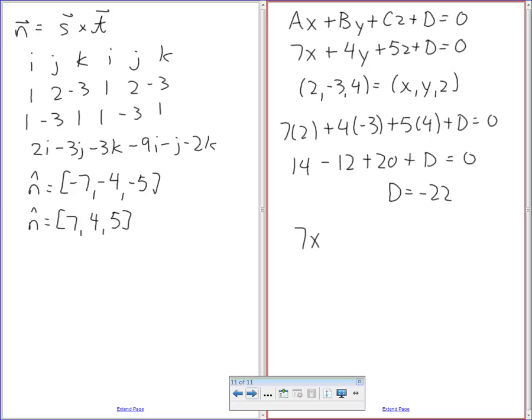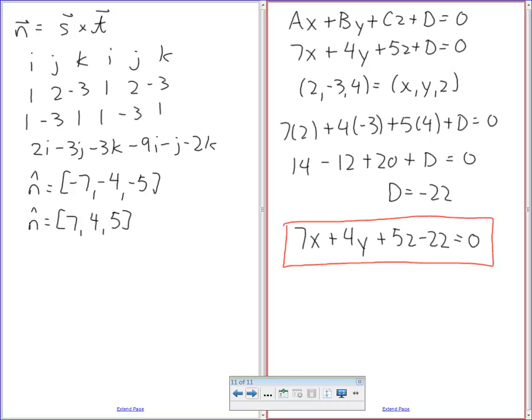So I got 7x plus 4y plus 5z minus 22 equals 0. Now, to confirm that this is right, if you used a different direction vector, here's the thing that's frustrating as a teacher, it's not frustrating at all, you can still have the same plane, which is weird, okay, right?